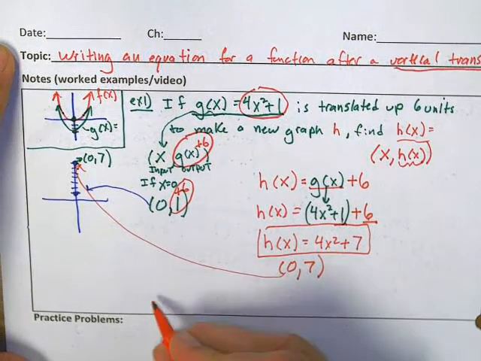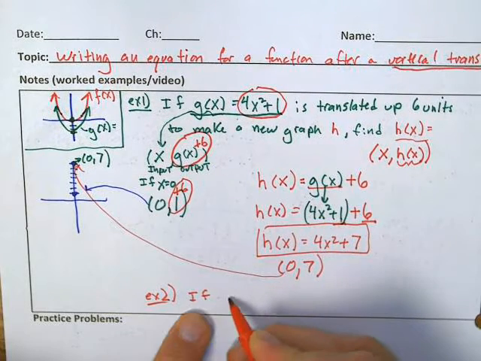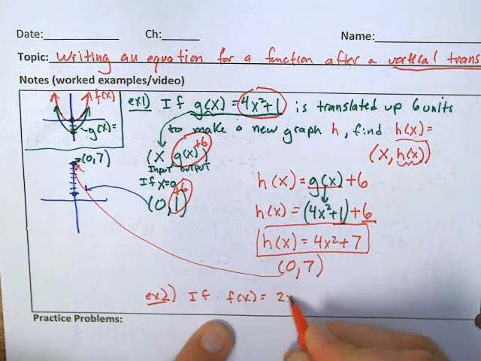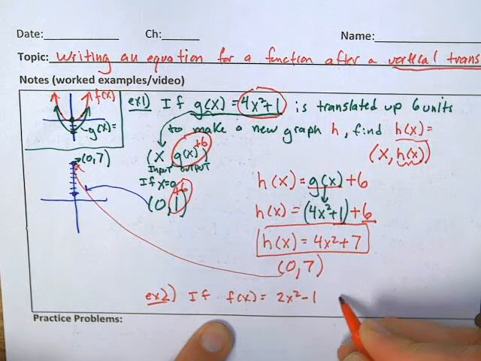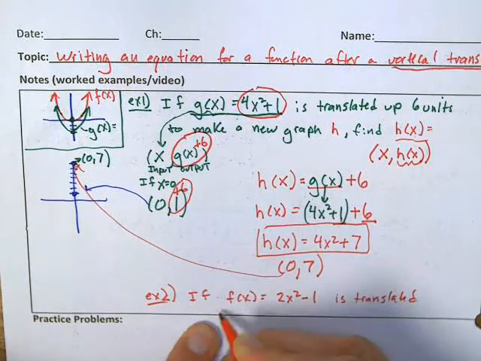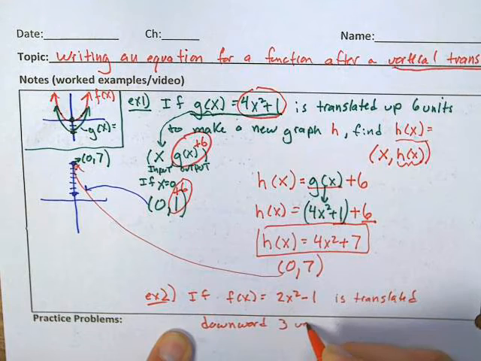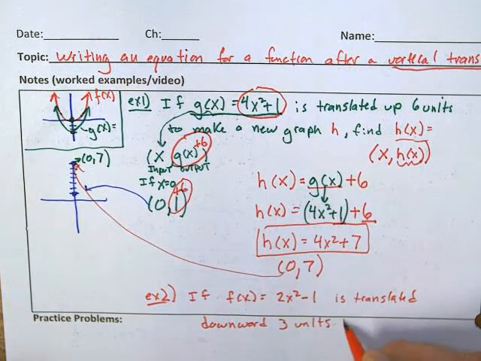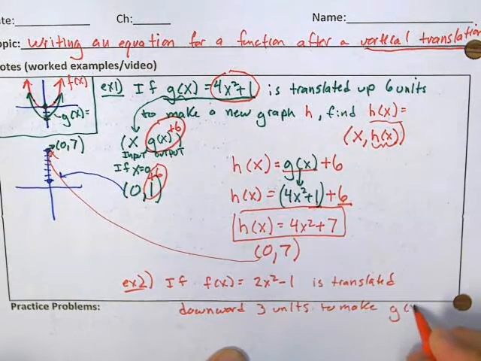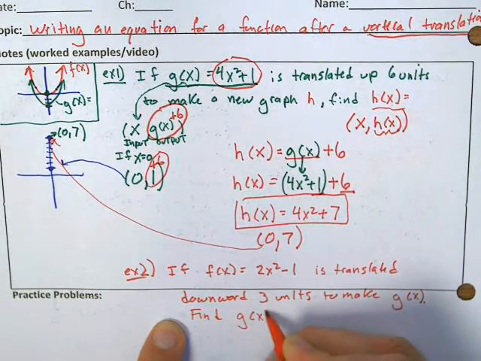Let me show you just one more quick one. Let's make one up real quick. If I gave you f of x equals 2x squared minus 1, and that is translated downwards 3 units to make, let's call it g of x. Find the expression for g of x.